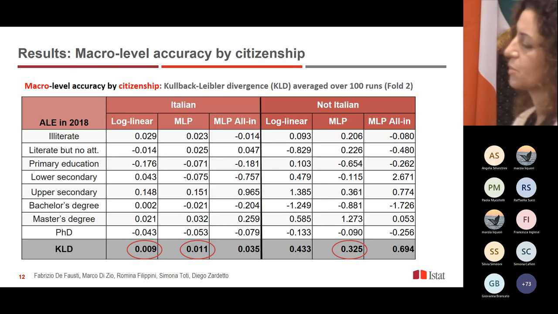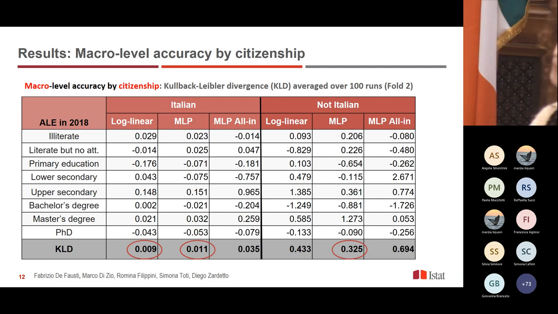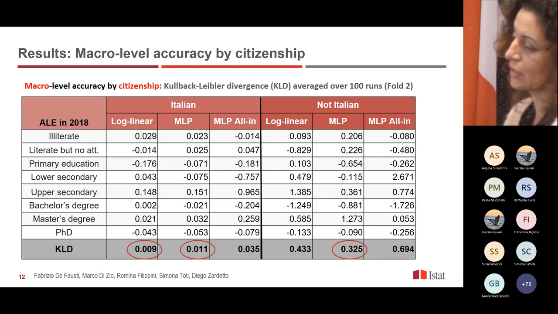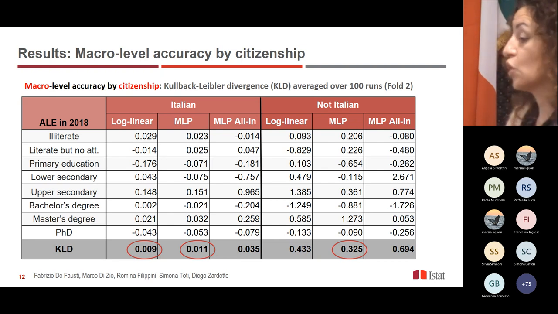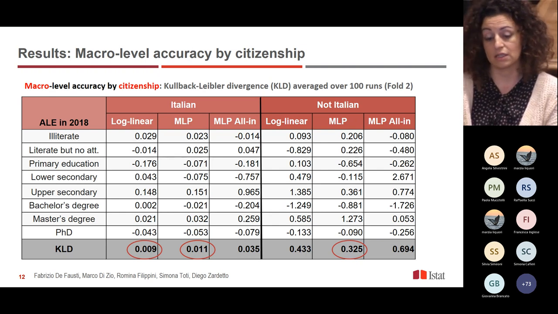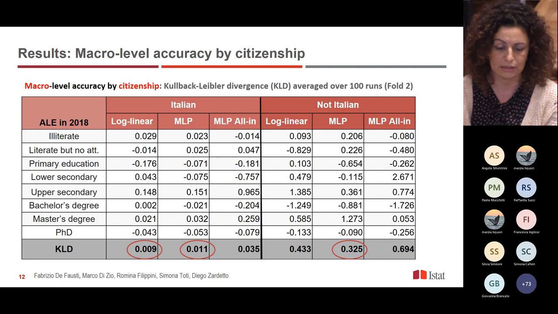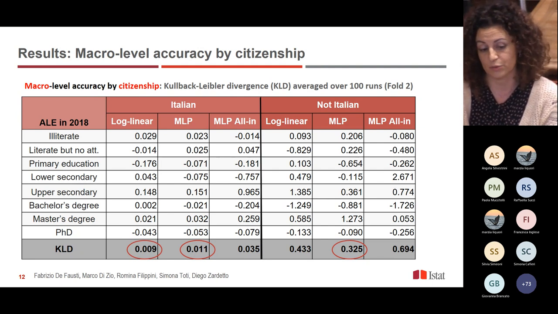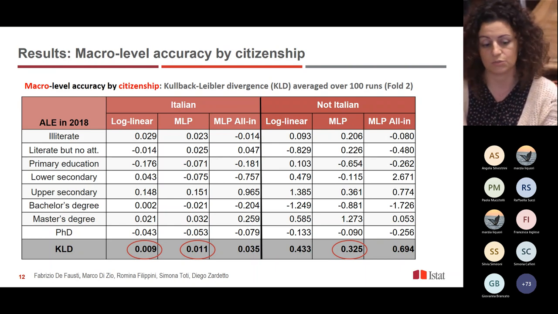This is the last table. Here, the macro-level accuracy is reported by citizenship. Here we can notice that for the not Italian subpopulation, the accuracy is a little lower than for the Italian subpopulation. The not Italian subpopulation is a much smaller population than the Italian one, and for this subpopulation we have less information available. In general, log-linear and MLP again show very similar results, with a slightly better performance for the log-linear model for the Italian subpopulation and the MLP for the not Italian subpopulation. On the other hand, the MLP all-in shows higher distances between the observed and the estimated frequency distribution.